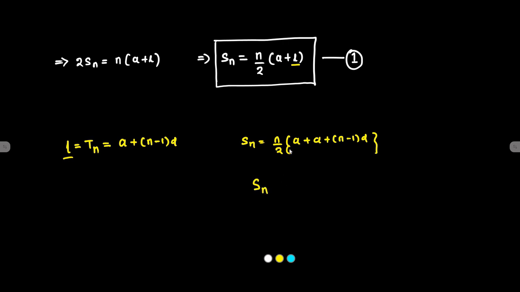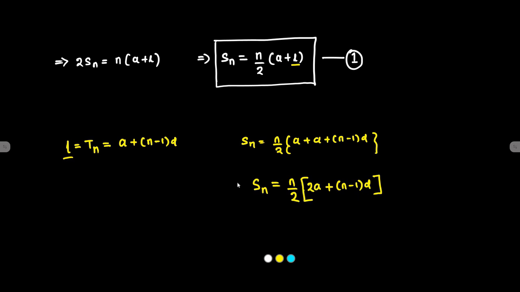Okay, the second formula of the sum of n terms of an AP, Sn is equal to n by 2 into 2A plus n minus 1 into D. Okay, let's erase this portion, it was lagging a bit. Let me write it in a proper way. Okay, this is 2A plus n minus 1 into D.